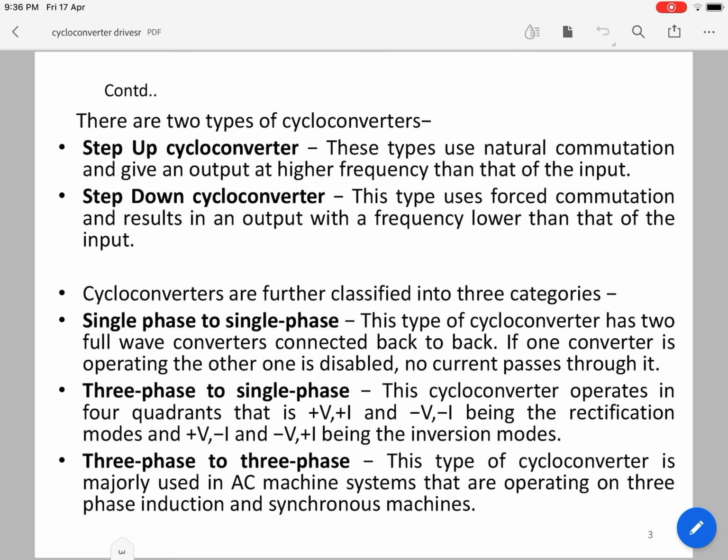Cycloconverters are further classified into three categories: single phase to single phase, three phase to single phase, and three phase to three phase cycloconverters. The three phase to single phase one operates in four quadrants, that is, plus V plus I, minus V minus I, these two being the rectification modes, and plus V minus I and minus V plus I being the inversion modes. Three phase cycloconverters are used on three phase induction and synchronous machines.